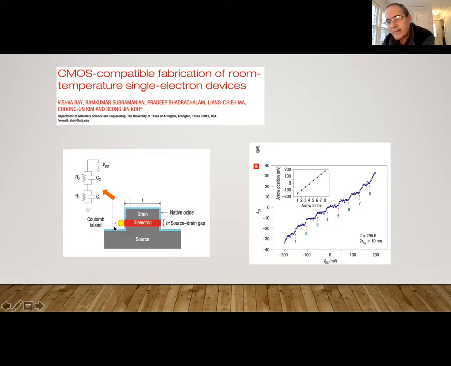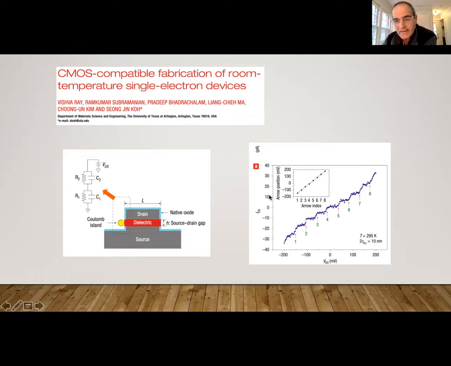They made it this way because they want to make the dot very, very small to try to get room temperature operation for these devices, to have energies that are large enough to be distinguishable at room temperature. And here's what their data looks like. This, again, is at room temperature, and you can see clear steps in the current voltage relationship due to this Coulomb blockade effect. That's pretty cool.